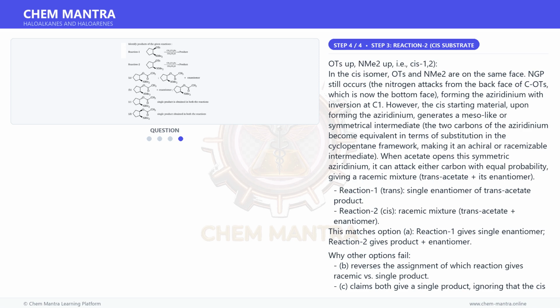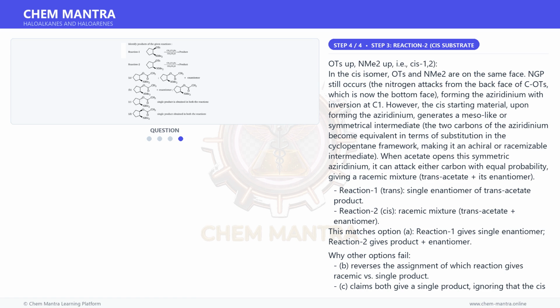And for the final step, OTs up, NMe2 up, i.e. cis 1,2. In the cis isomer, OTs and NMe2 are on the same face. NGP still occurs. The nitrogen attacks from the back face of C-OTs, which is now the bottom face, forming the aziridinium with inversion at C1.